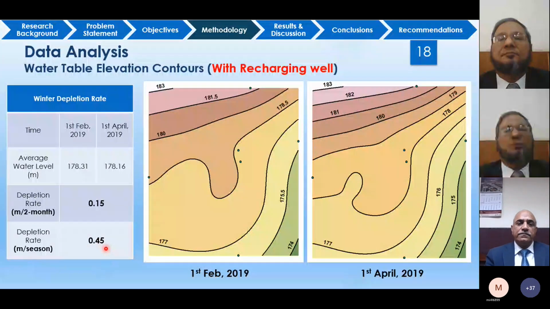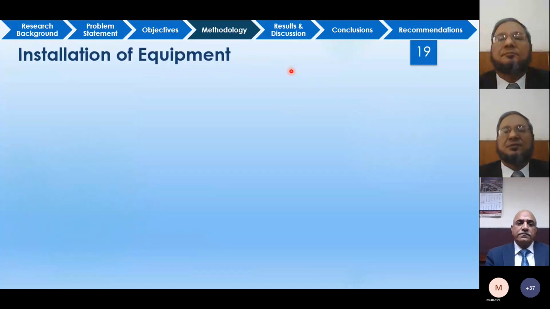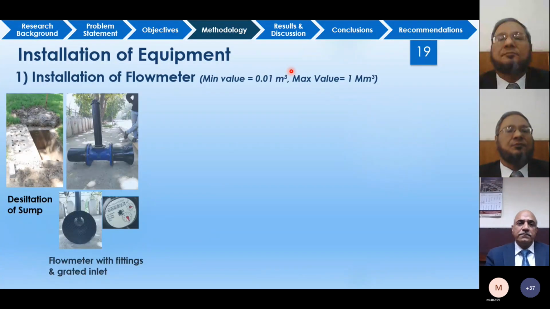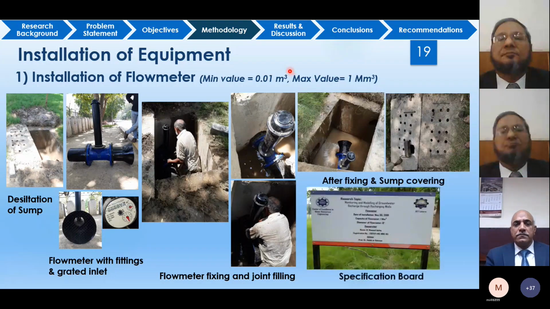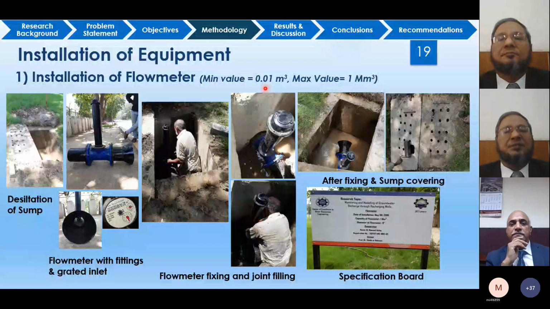Now the installation of equipment: these are the flow meters which were installed. Here, this is the flow meter which was installed close to one of the sumps, and this hole is showing the flow meter installation. The least count of the flow meter was 0.01 cubic meter, whereas the maximum value was 1 million cubic meter. And this is the installation of the piezometers.